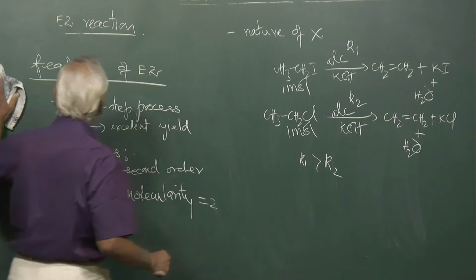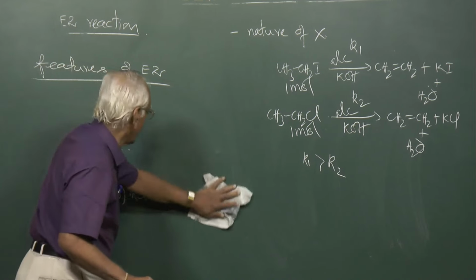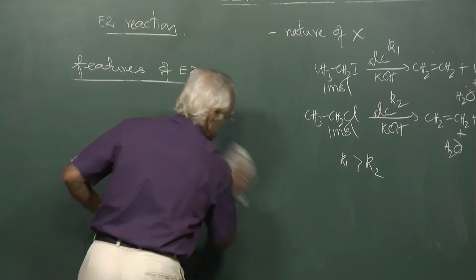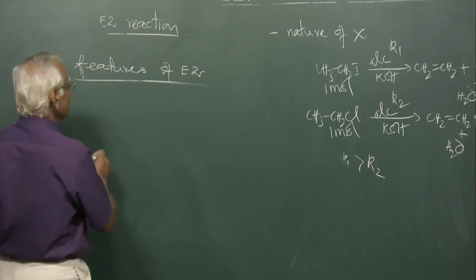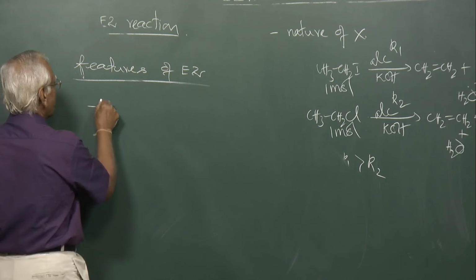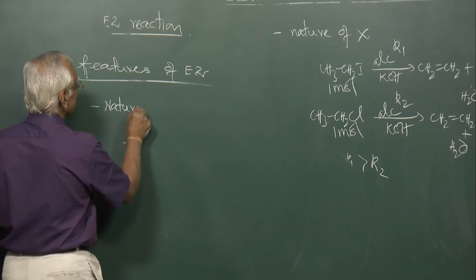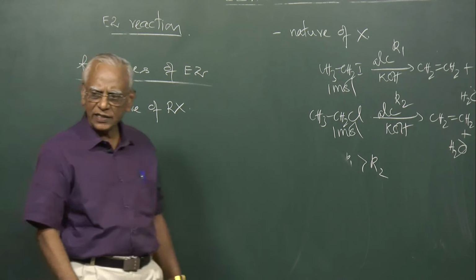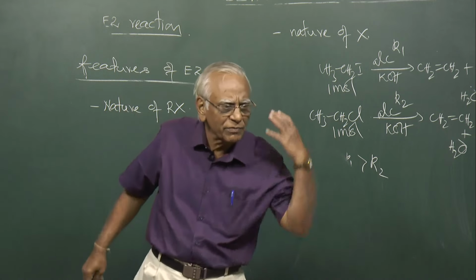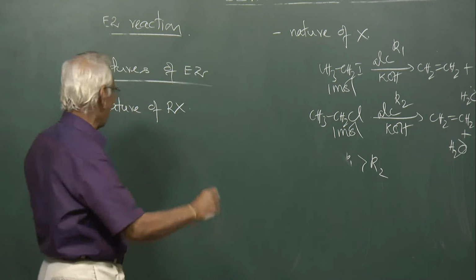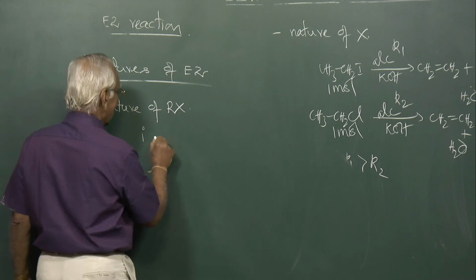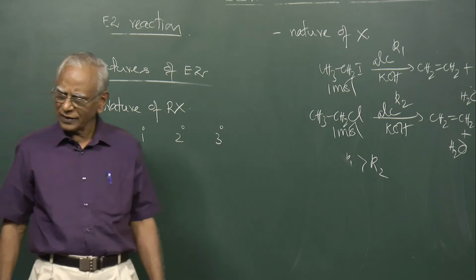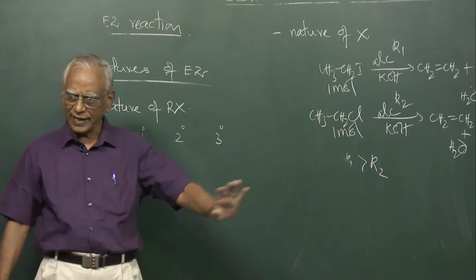Next, feature number 4. Nature of alkyl halides. What is the nature of the alkyl halide? What are you going to mention here? Whether it happens to be a primary halide or secondary halide or tertiary halide. Would you expect a difference in the rate of the reaction here?